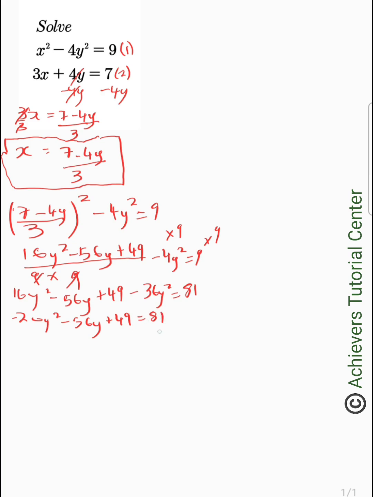So let's subtract 81 on this side, minus 81 on this side. So this will cancel this. So you'll be left with minus 20y squared minus 56y. So 49 minus 81, that gives us minus 32. So we are going to have minus 32, and this equals 0.